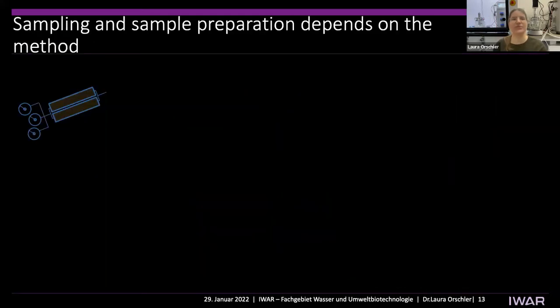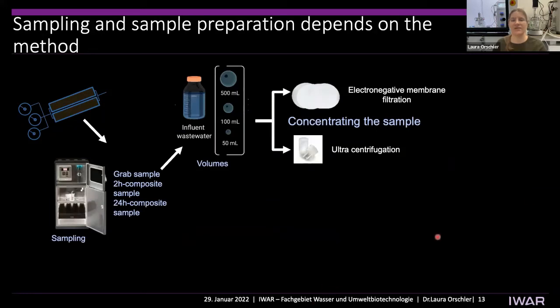And now I'm going to introduce to you the method, how it works. So we get samples from the wastewater treatment plant. This is either a 24 or 2-hour composite sample or a grab sample. Then there are different volumes that are either centrifuged via ultracentrifugation, or we filter it through an electronegative membrane. This is necessary because we have to concentrate the sample before we can move on with further steps.